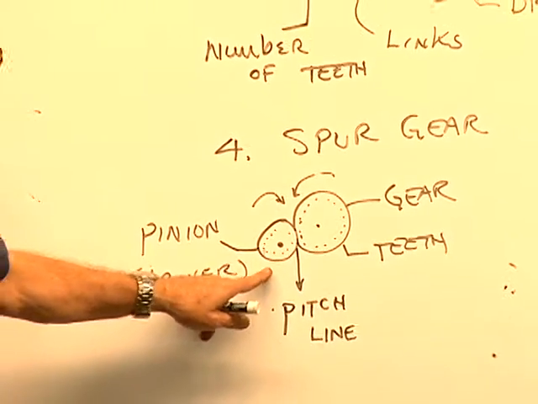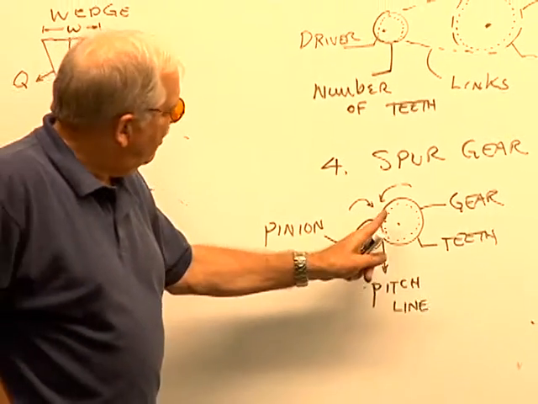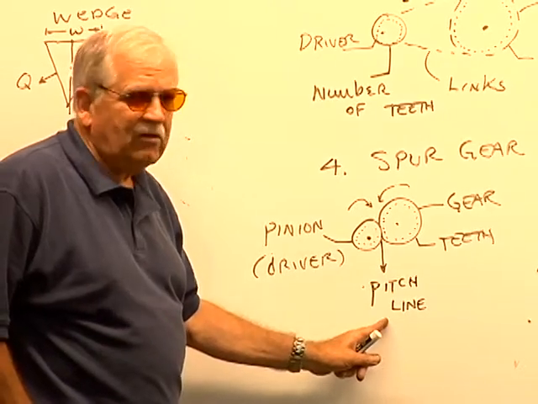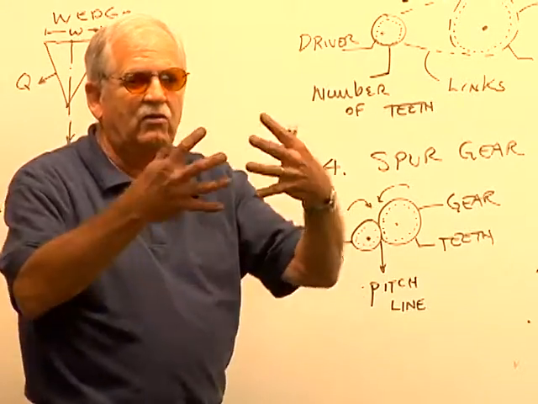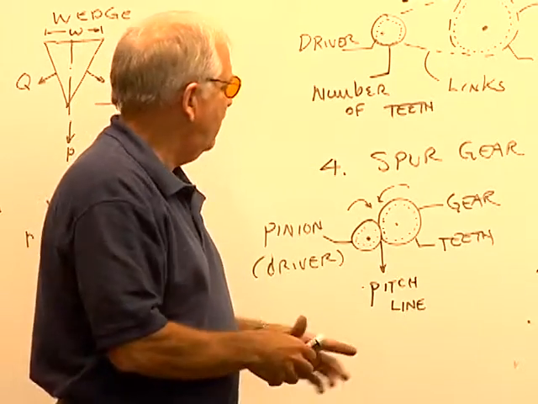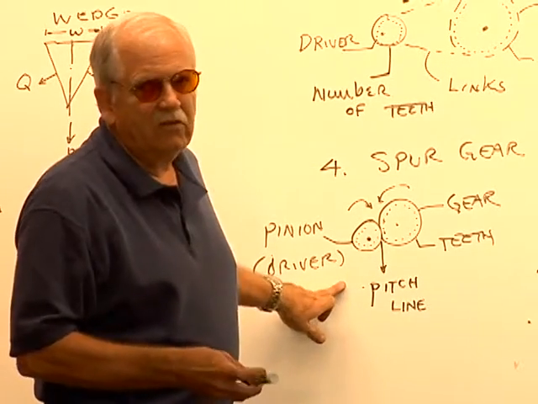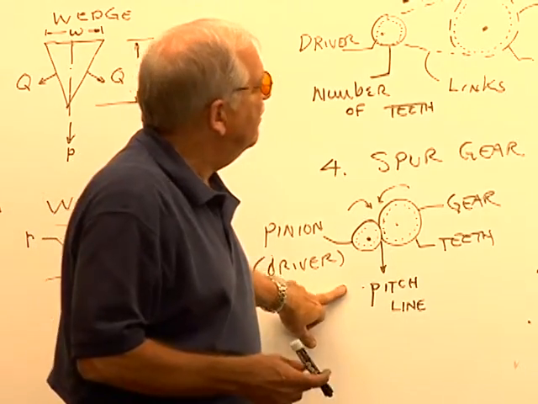And then as these gears move, there's a point at which these gears contact each other, and that point is called the pitch line. That's where the two gears actually come together and interact. Those are factors that you'll also have to consider.